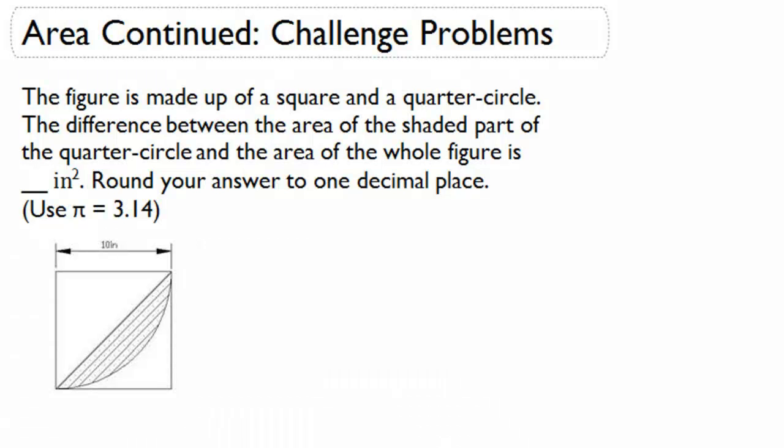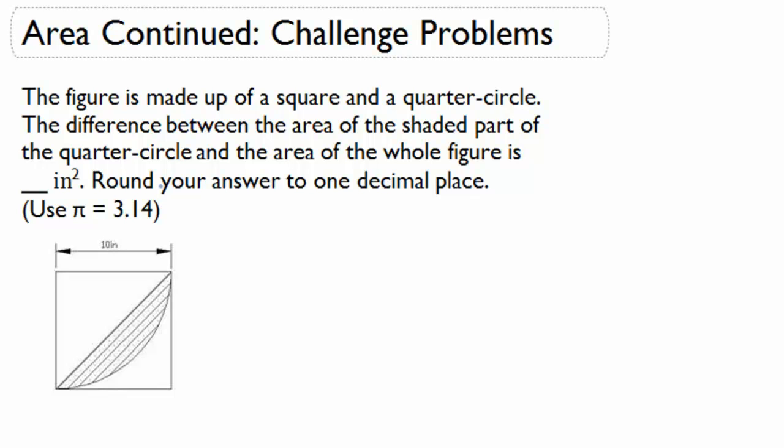Now let's solve some more challenging problems with area. The figure is made up of a square and a quarter circle. The difference between the area of the shaded part of the quarter circle and the area of the whole figure is how many inches squared. Round your answer to one decimal place and use pi equals 3.14.